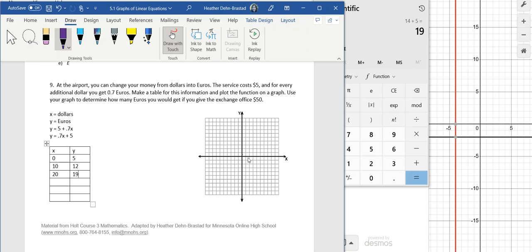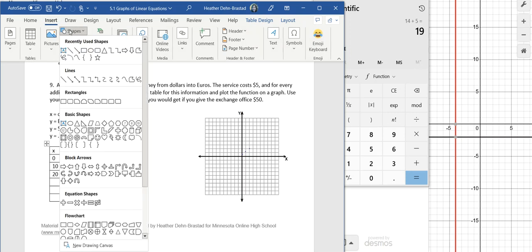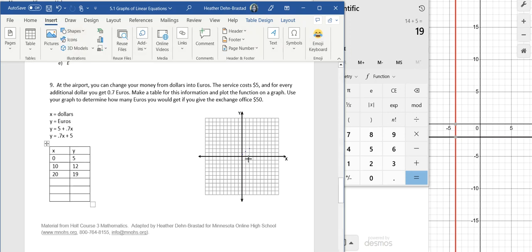And then at 10, I'm going to go up to 12. And then at 20, I'm going to go to 19, so that's almost at 20. And then I would keep going, and they should all be in a line if I've done the right steps here. And then I'm going to draw a line through my points, insert shape, and I'm going to make my line go through.